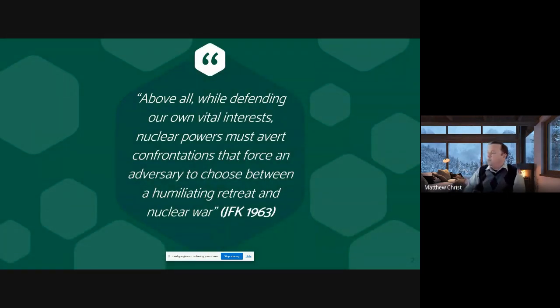Here's a quote from JFK just following the Cuban Missile Crisis. "Above all, while defending our own vital interests, nuclear powers must avert confrontations that force an adversary to choose between humiliating retreat and nuclear war." This feels as relevant as ever when considering the shifting rules of the game required to maintain a structured balance in a complex geopolitical system.